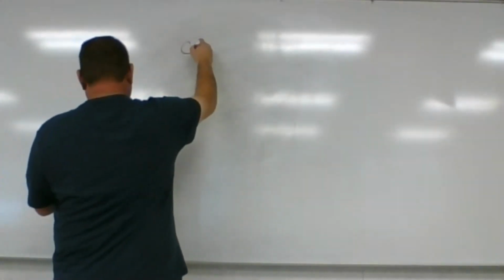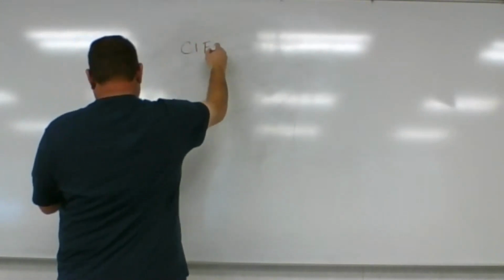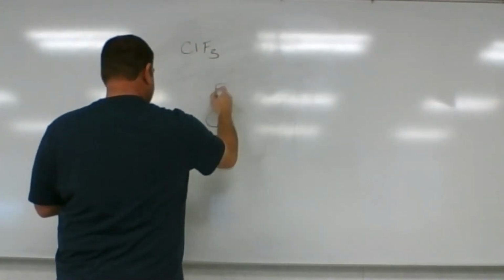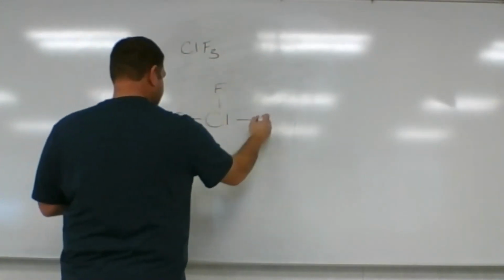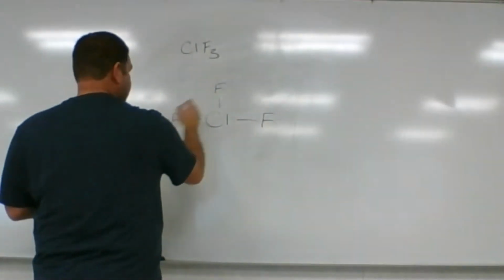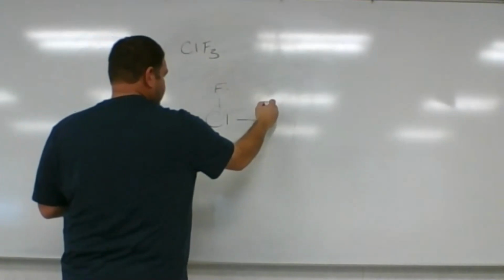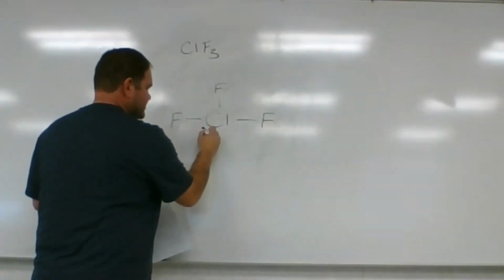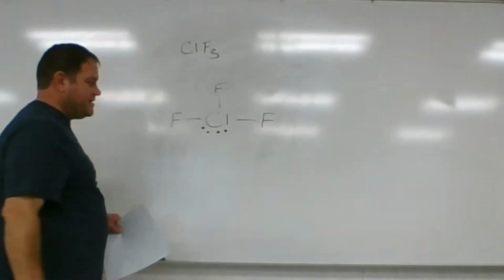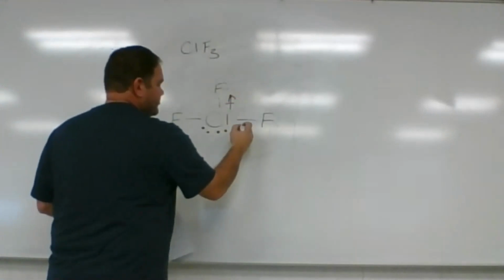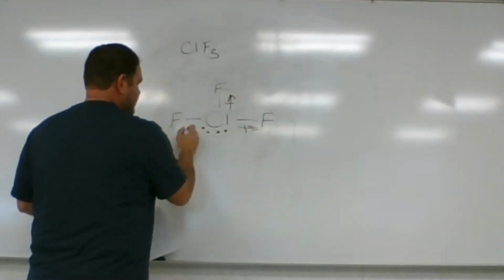All right, let's move on. ClF3. So Cl, and then we have three F's, and we have some lone pairs here. Now, this is a T-shaped molecule. This has an extended octet. It is T-shaped. Therefore, the dipoles are going towards fluorine.